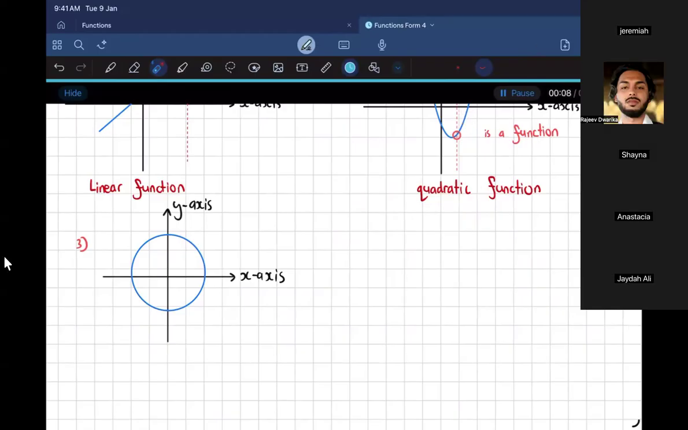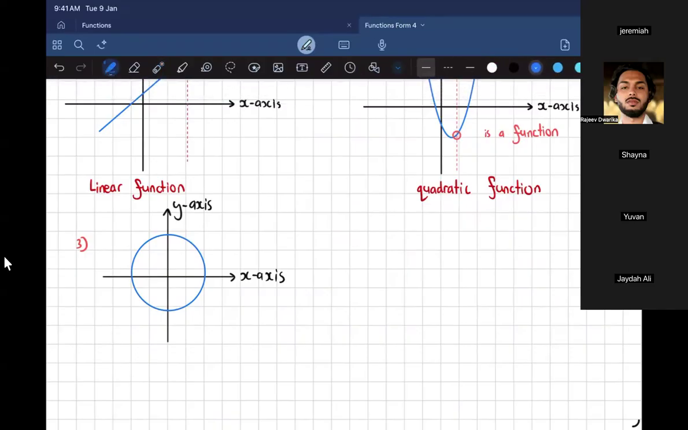All right. So Yvonne, is it a function or is it not a function? Not a function, because it cuts the circle at 2 points. Yeah, right.